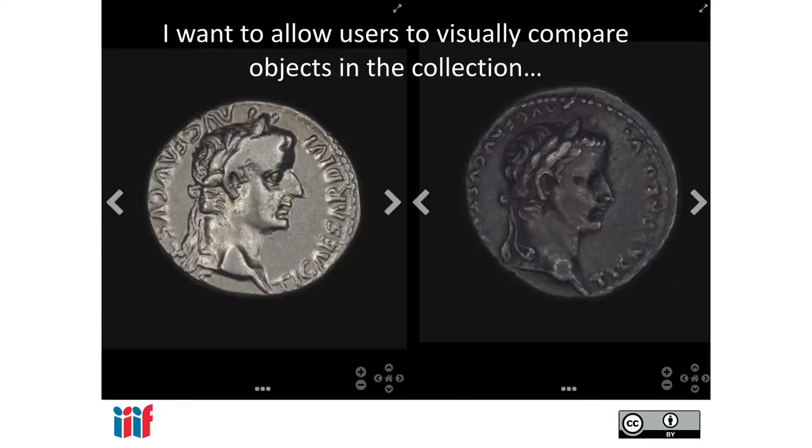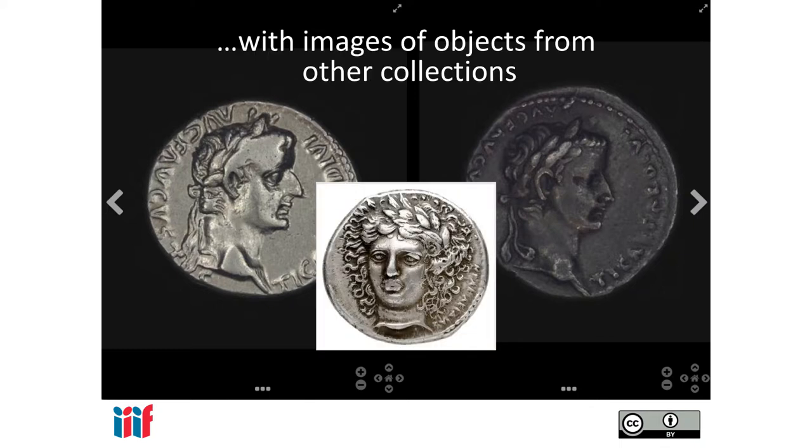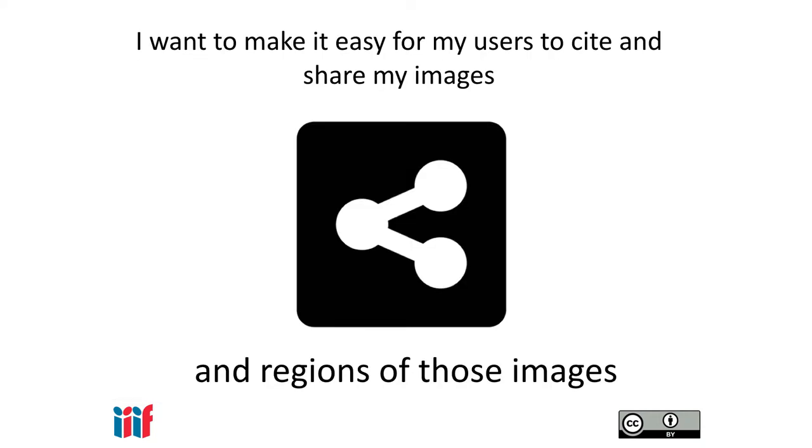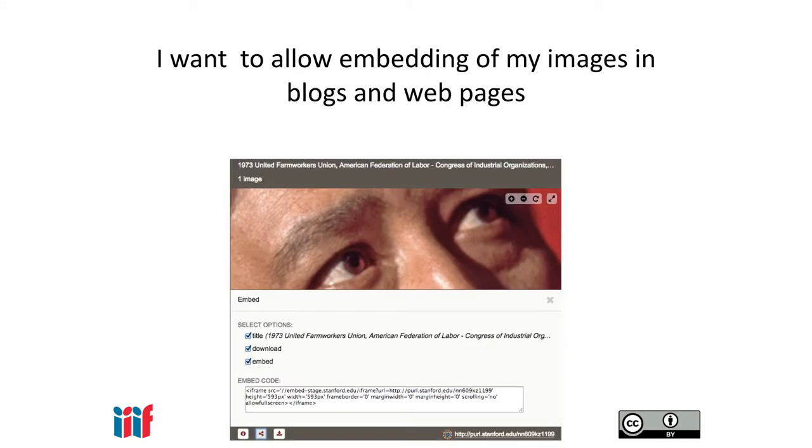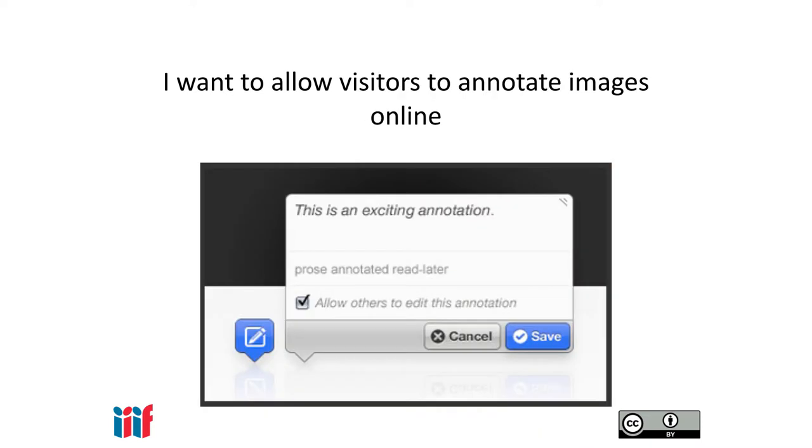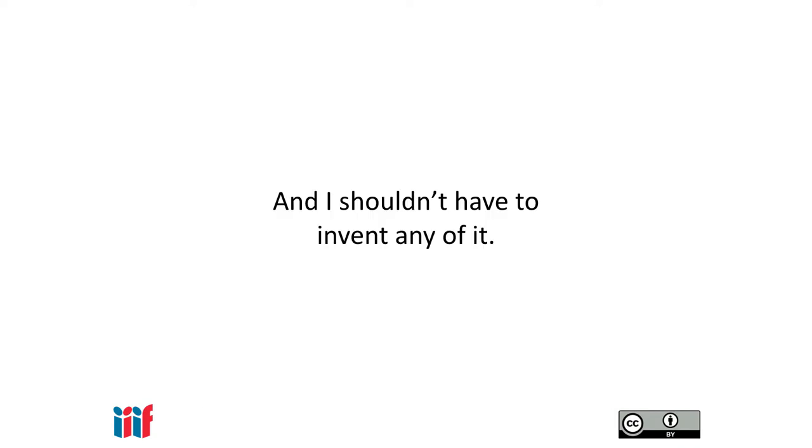I want to allow my users to visually compare objects side by side in my collection. And I'd also like to be able to compare those images with objects that are similar in other collections. I want to make it easy for my users to cite and share my images and regions of those images in a persistent way. I want to allow embedding of my images in blogs and web pages, but carry with it the rights and attribution that are appropriate. I want to allow visitors to annotate images online to enrich the resource and improve the user experience. And dare I say, I really feel like I shouldn't have to reinvent it or invent it myself.